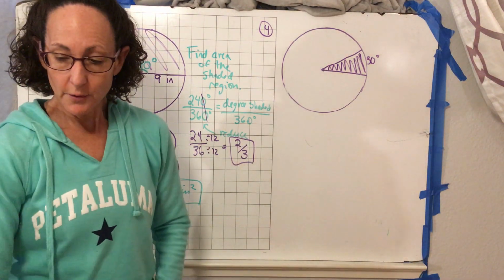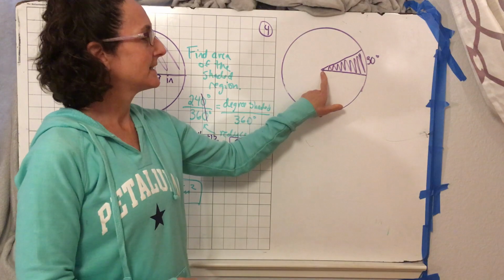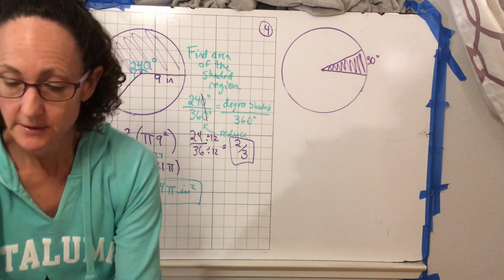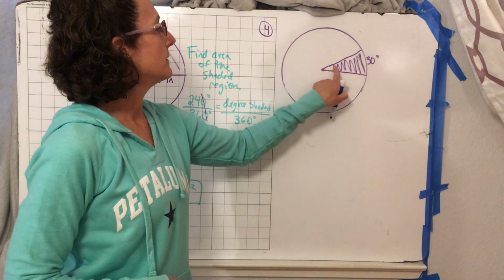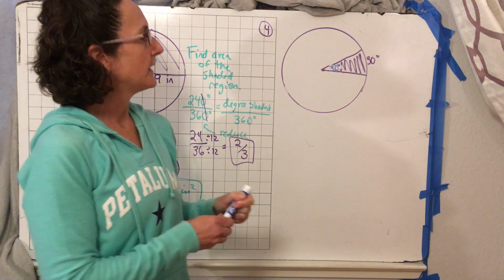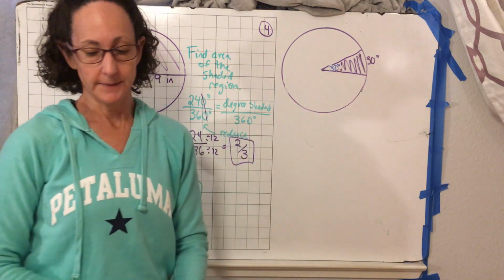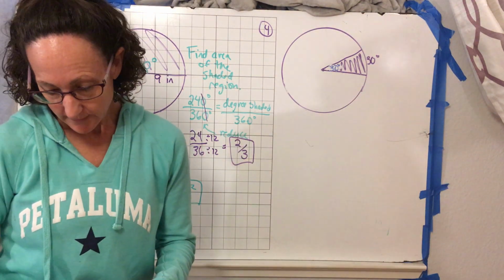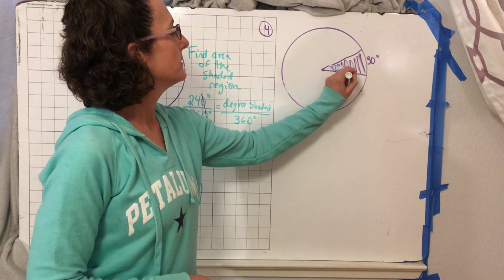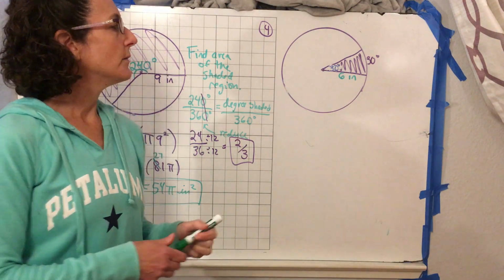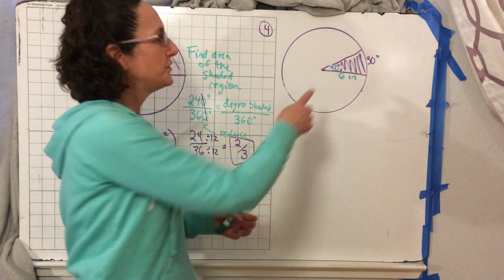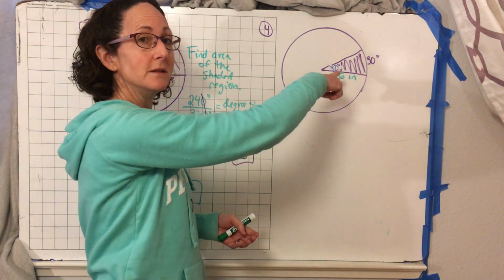So hopefully you guys remember that this is a central angle, and this arc and this angle have the same degree measure. So we also know that this is 30 degrees. So if I give you this arc, you also know the angle is 30. So in this one, I'm giving you that this is 6 inches, the radius. So the area of the whole circle would be really easy to find, but what we really want is just the area of this one little piece.